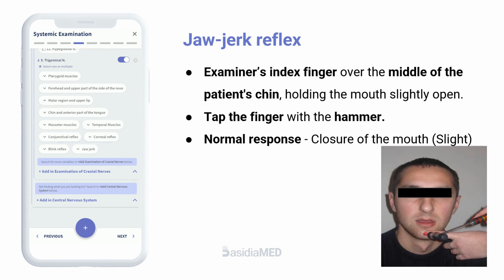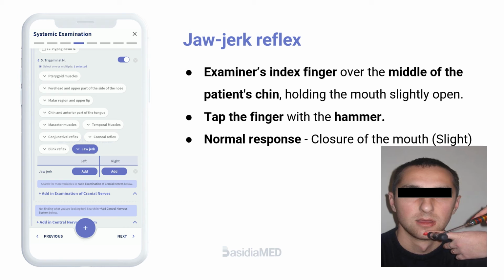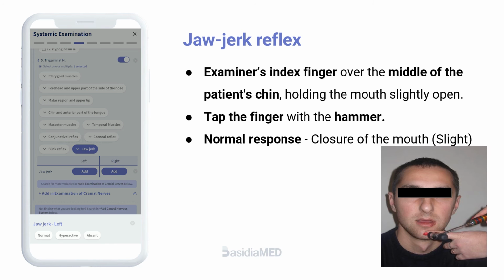Assessment of the jaw jerk reflex. Place the index finger over the middle of the patient's chin, holding the mouth slightly open. Tap the finger with the hammer. The normal response is slight and consists of closure of the mouth.